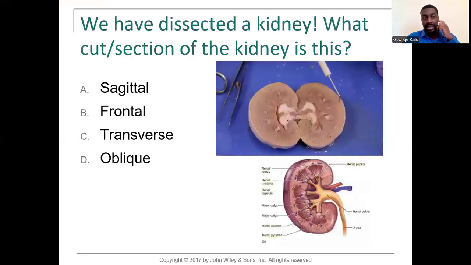Now, we have dissected a kidney here. What section of the kidney is this? Take a second to think about this. You should have answered a frontal section. This question typically trips people up because it's easy to think, well, we're cutting this into left and right sides, opening it up like a book, but that's not what sagittal means. Sagittal means you're cutting directly down the middle, separating left and right sides.